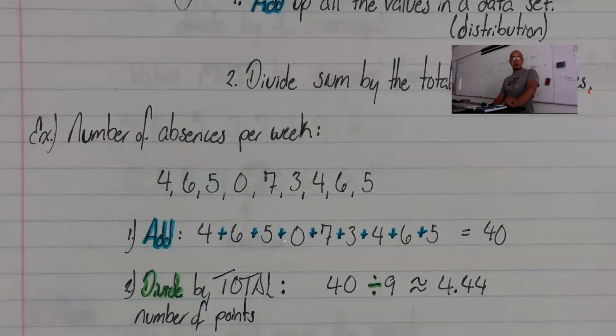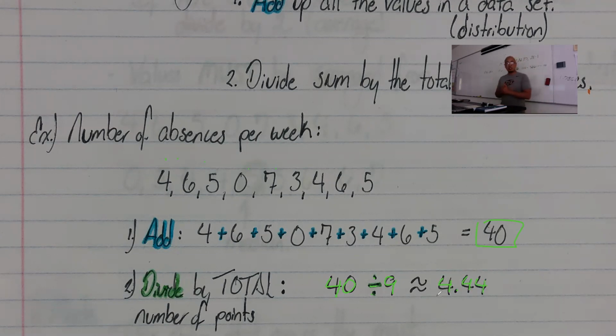Step number 2 now, ladies and gentlemen, I'm going to divide that sum of 40. I'm going to divide 40 by 9, because there's 9 values. So 1, 2, 3, 4, 5, 6, 7, 8, 9. So 40 divided by 9, I added 9 numbers to get 40. That gives me 4.44.